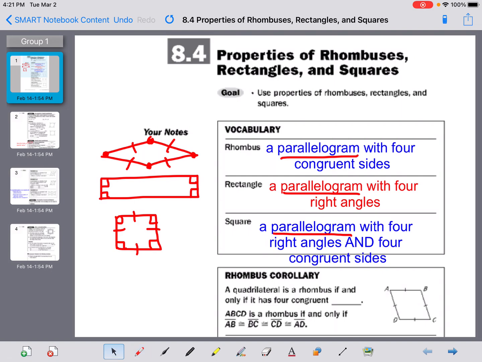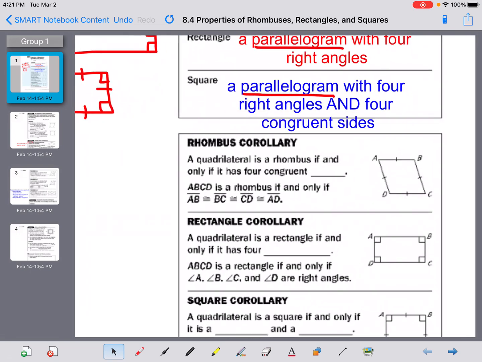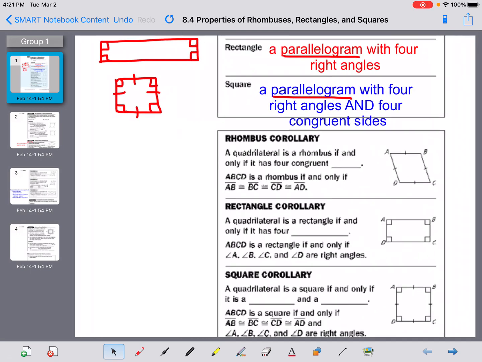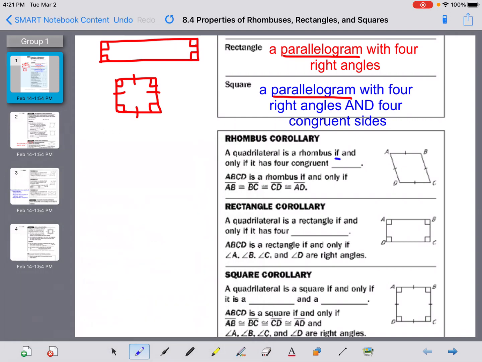Okay, so let's go through now and say what's new and what's different about a rectangle, a rhombus, and a square that we can say for properties. So as far as a rhombus, a quadrilateral is a rhombus if and only if it has 4 congruent sides. So this just goes with that definition up there. So if we have 4 congruent sides, it's a rhombus. A rectangle: a quadrilateral is a rectangle if and only if it has 4 right angles.